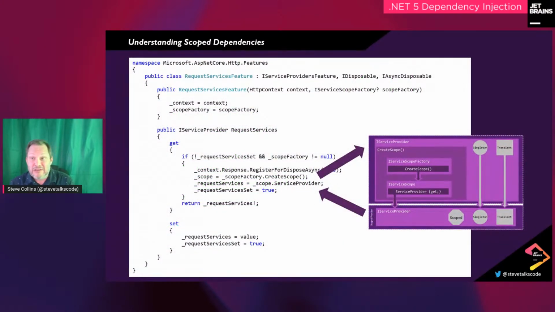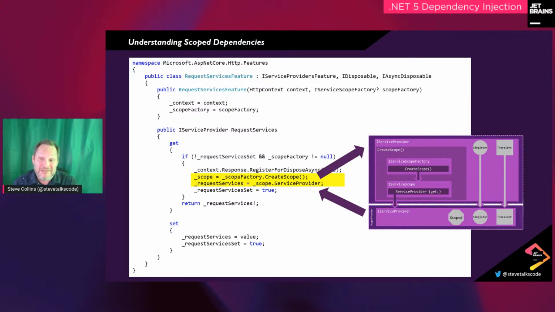The server will create a load of service features, but the one we're interested in is the request services feature. Now, as I described just now, the scope factory is used to create the scope as highlighted here. That scope is then used to create the scope service provider, which is then accessed from the HttpContext RequestServices property.